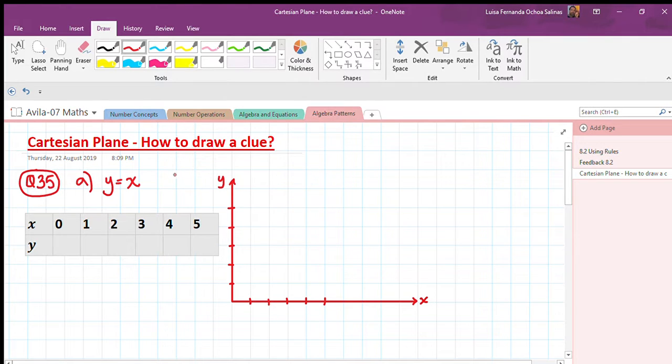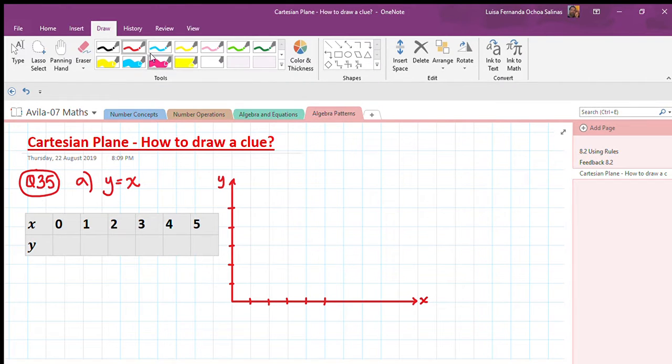So let's start with the first rule. They're asking you to plot 3 different rules on the same Cartesian plane. I'm going to plot them here on different Cartesian planes only because it's going to make things much clearer. So the first rule that we have to plot is y equals x.